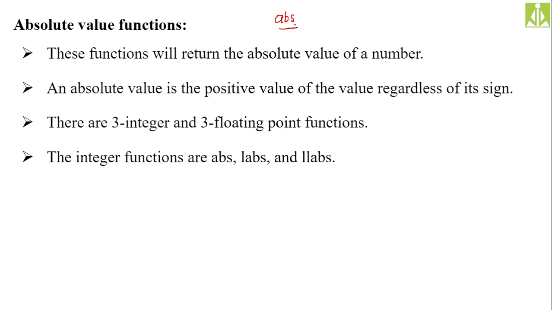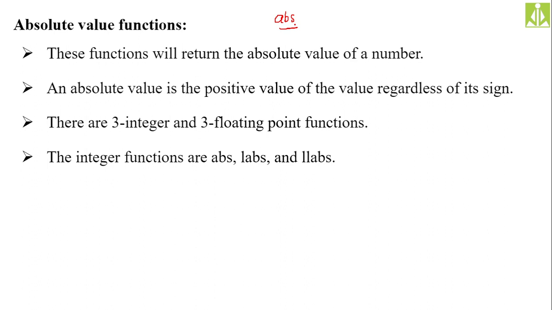These functions return the absolute value of a number. So what does absolute value mean? Absolute value means a positive value, isn't it? An absolute value is nothing but a positive value irrespective of the sign of the number. Even if you take the absolute value of a negative number, you will get a positive value only, and if you take the absolute value of a positive number, you will get a positive value only. Regardless of the sign of the number, you will always get a positive value.